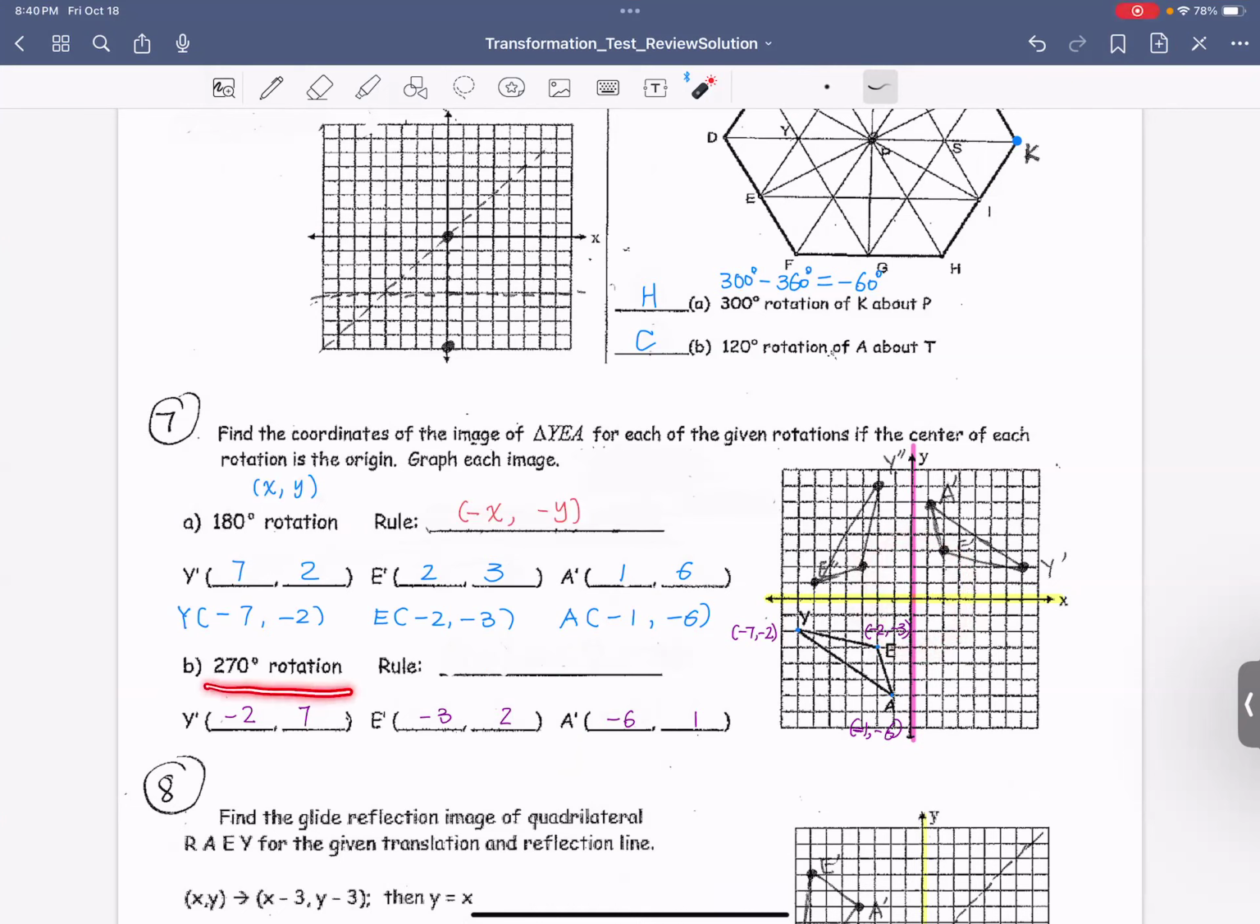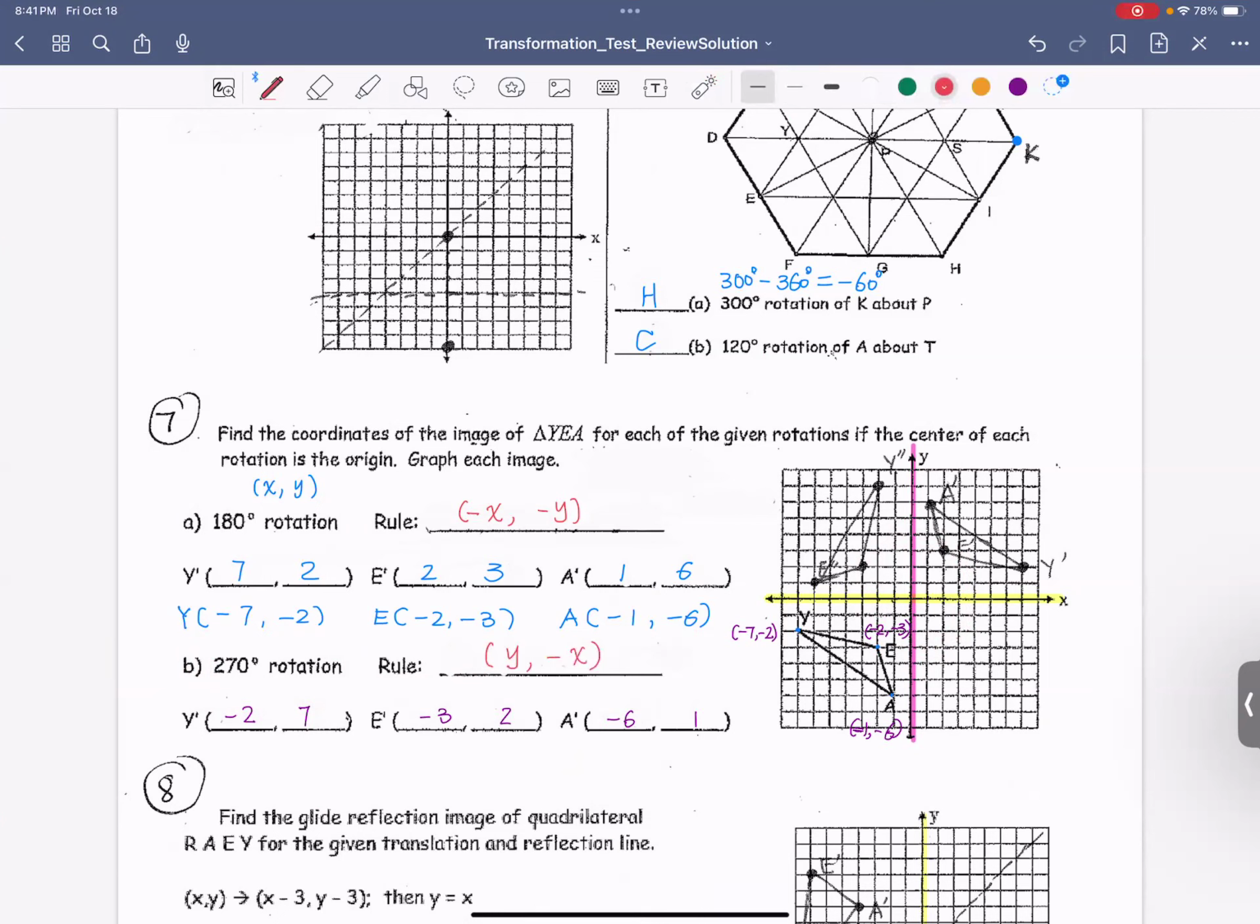Next, x, y under a 270 degree rotation becomes what? Wait, this is counterclockwise, right? This is counterclockwise. By default, it's positive counterclockwise. Okay. It becomes y, -x. That's perfect. This is y comma -x.